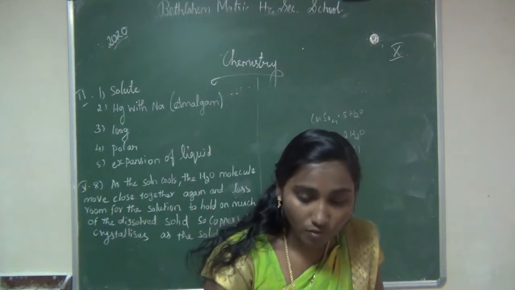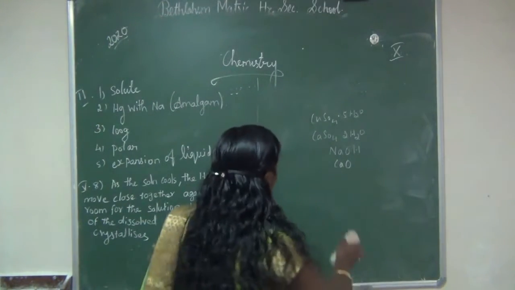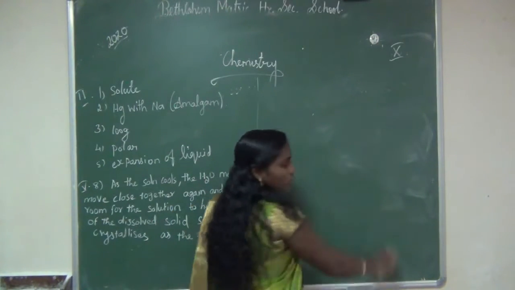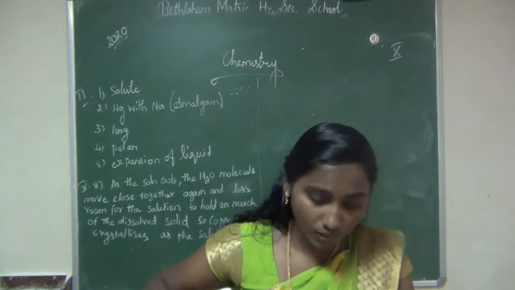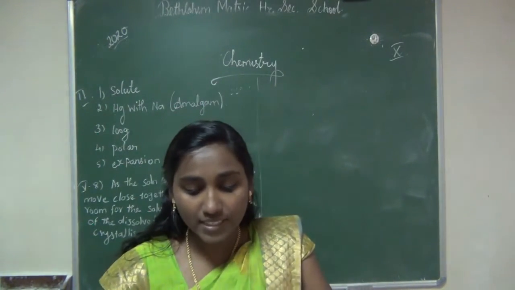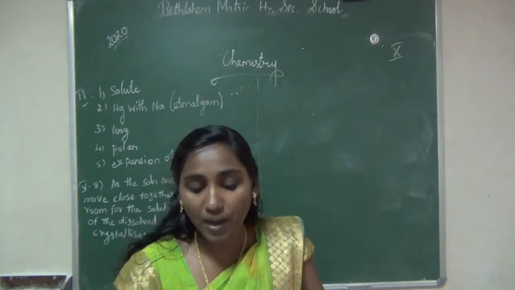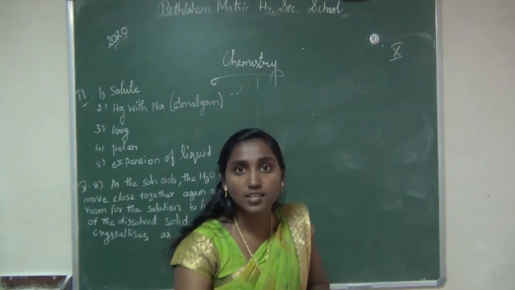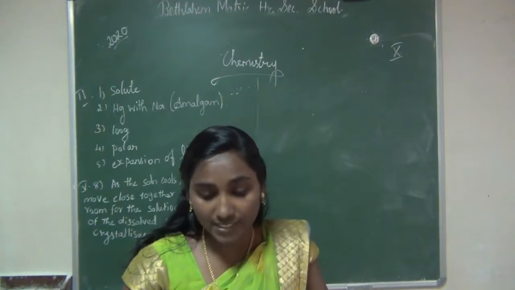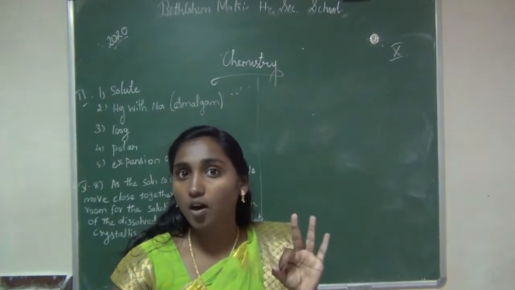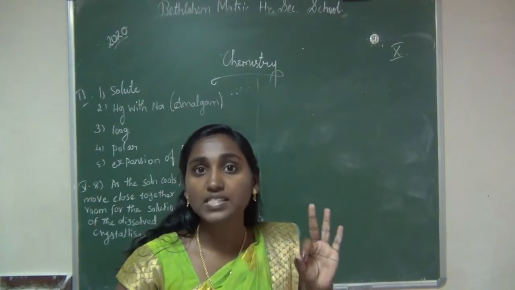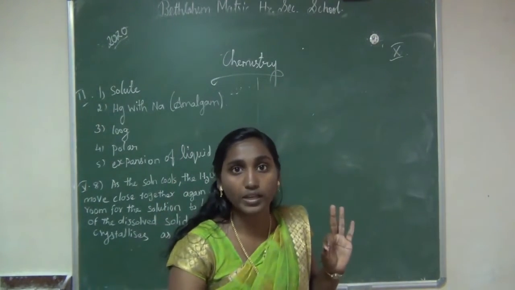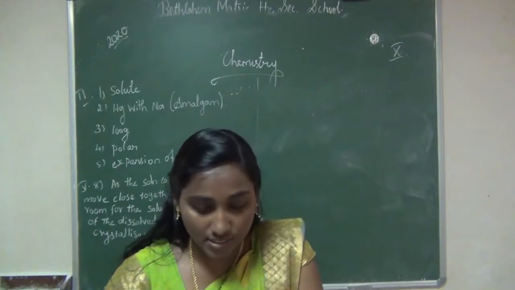Then see the true or false. Roman letter 4, true or false. First question. Solutions which contain 3 components are called binary solution. Is it right? Solution which contains 3 components is called as what? Ternary solution. Okay. So here the answer is wrong, right?